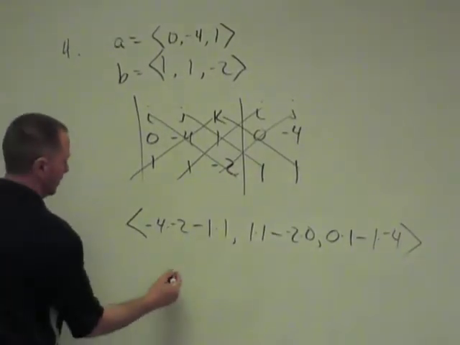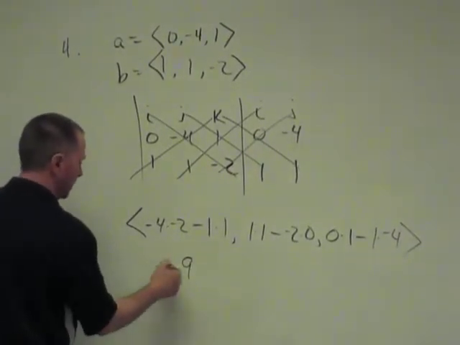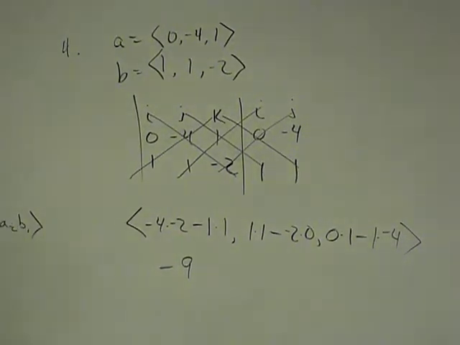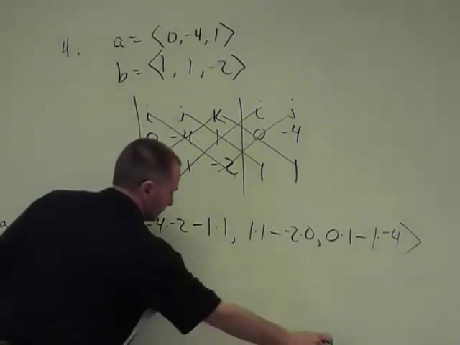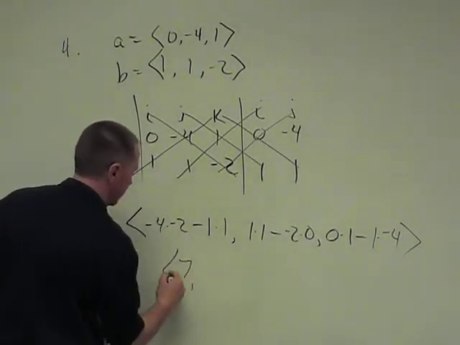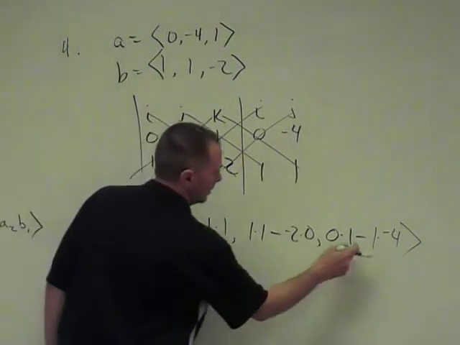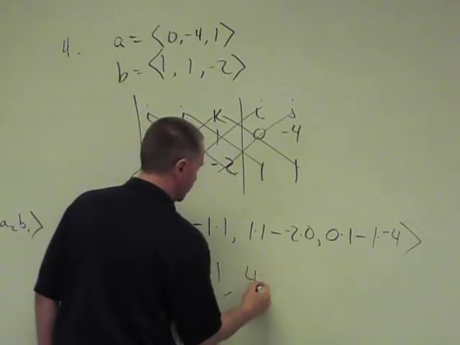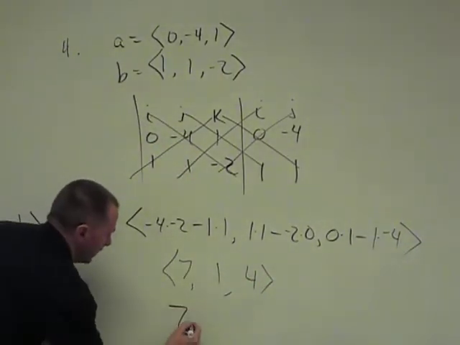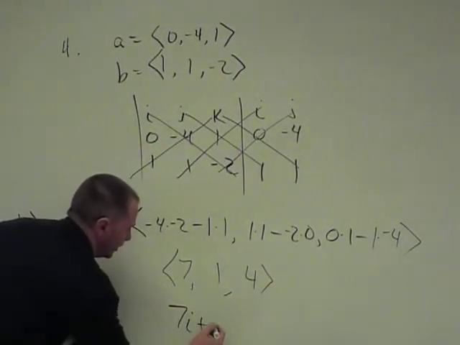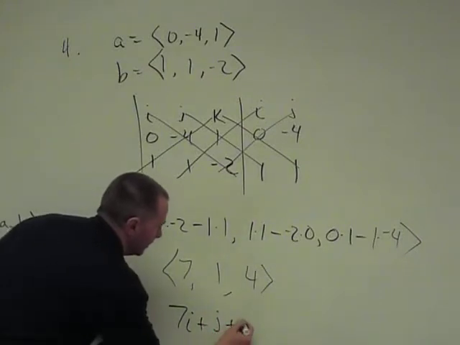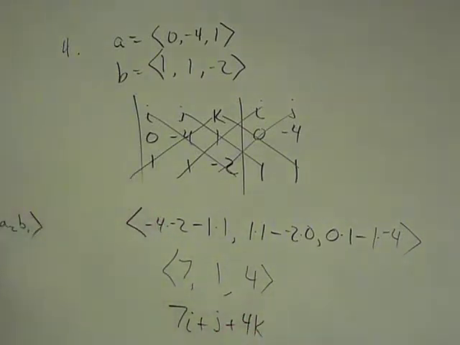And then do the calculations. Negative 8 minus 1 is negative 9. Or excuse me, positive 8 minus 1 is 7. 1 minus 0 is 1. And 0 minus a negative 4 is positive 4. So you can write it like the vector, or you can write it in the expression form 7i plus j plus 4k. Is there application stuff to all this that we're doing?